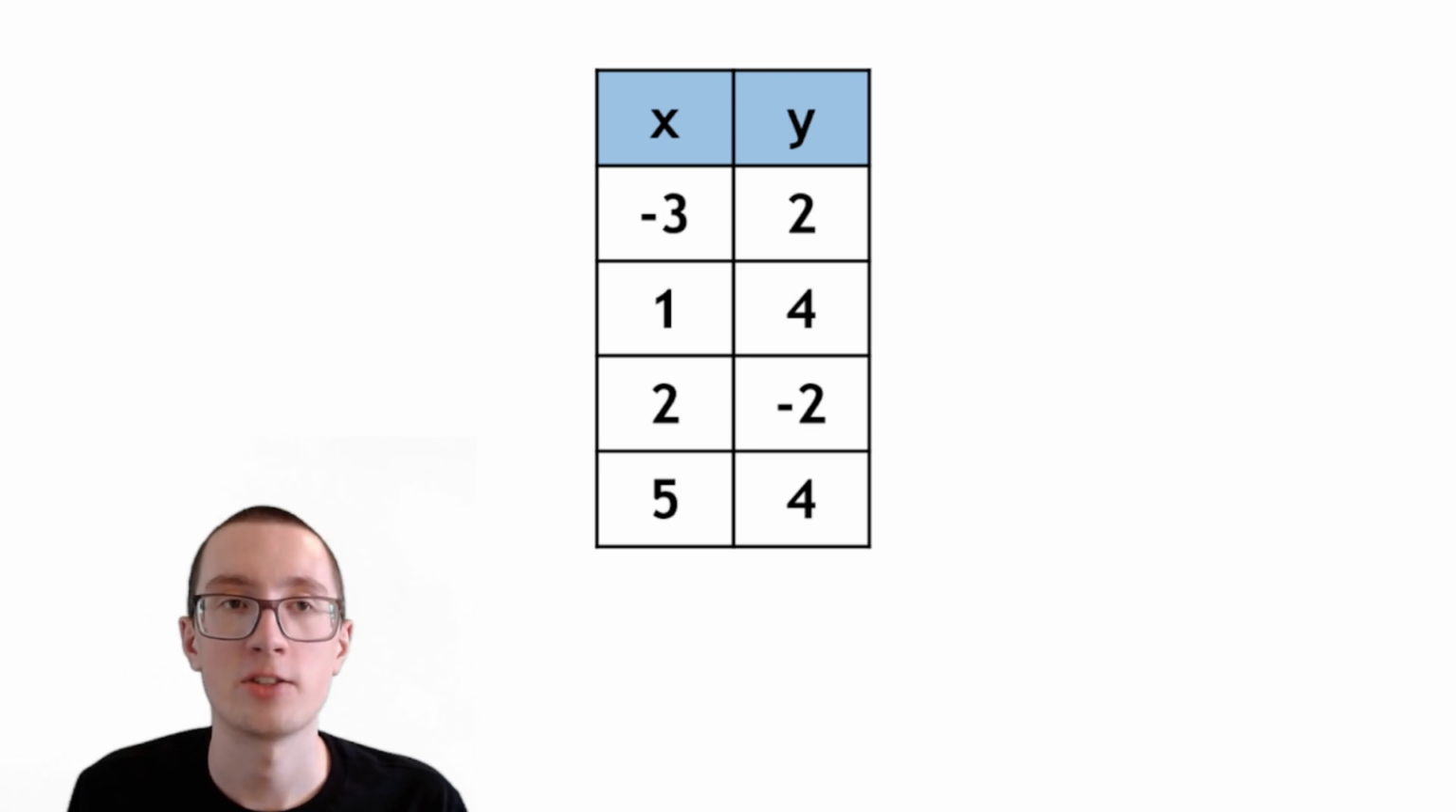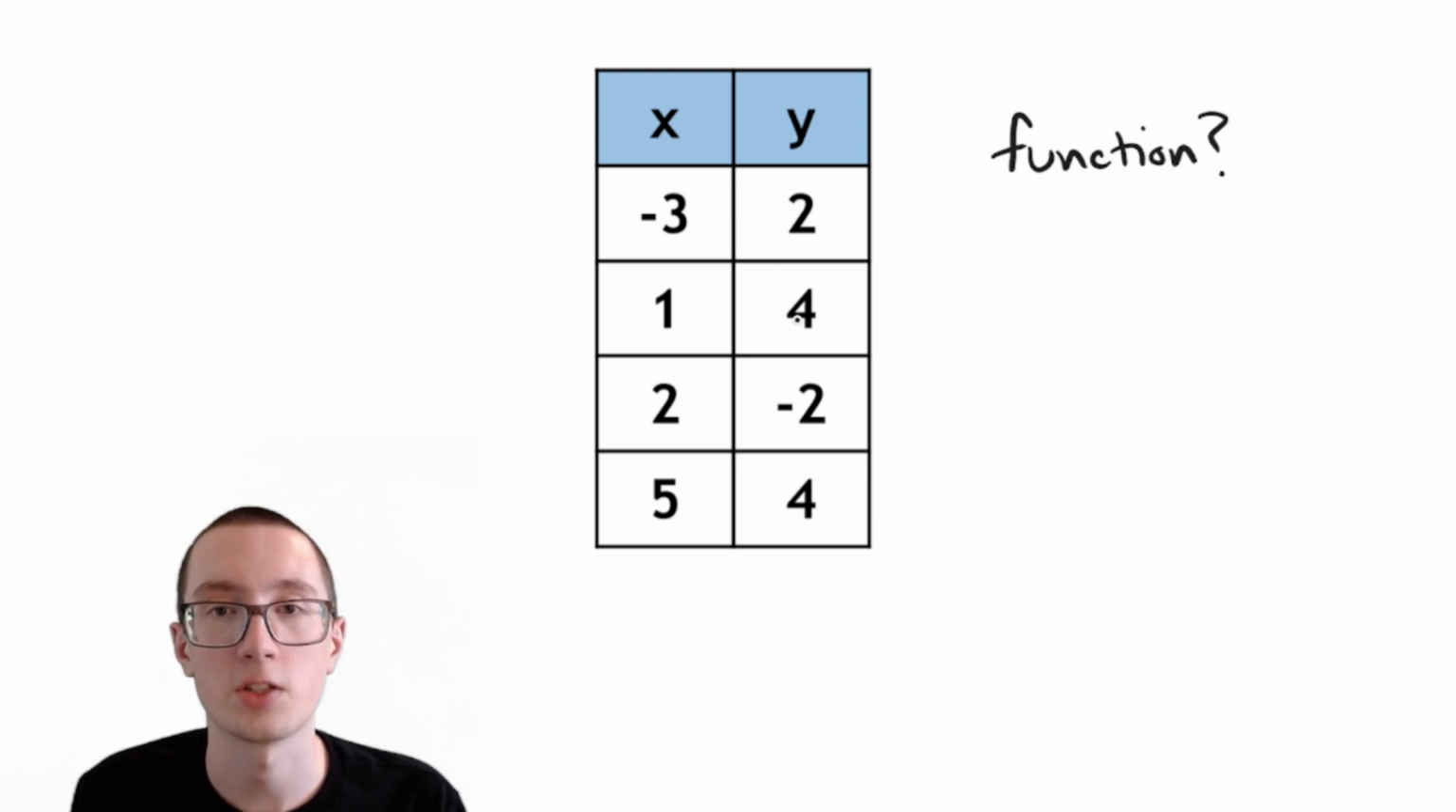Remember, every item has to make one item. You can't put in something and then have maybe it makes this thing, maybe it makes another thing. It needs to make only one thing. So let's see, -3 makes 2, 1 makes 4, 2 makes -2, and 5 makes 4. There isn't any x value that can make two different things. So in this case, yes, this is a function.